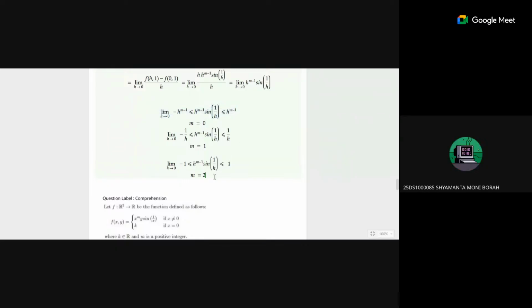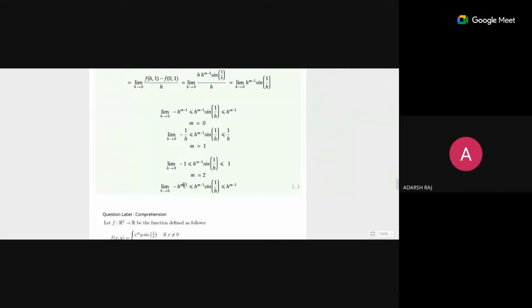Minus h to h, minus h square to h square. So if you take m equal to 2, we get minus h to h, and in this case also the function is oscillating. So the limit also does not exist in this case, right?